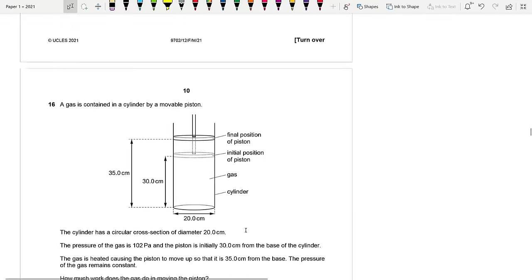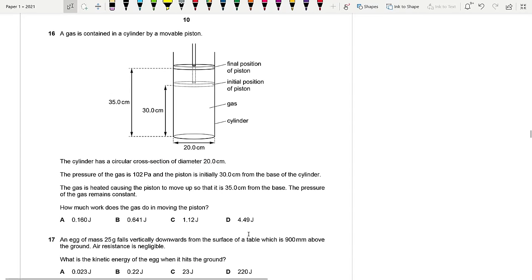That's right, okay? So for 16, a gas is contained in a cylinder by a movable piston. The cylinder has a circular cross-section of diameter 20. The pressure of the gas is 102 pascals and the piston is initially 30 centimeters from the base. So it expands. Now, remember that when volume of gas increases, basically work is done by the gas. Do you understand? And the formula is P del V. And pressure has to be constant for this formula to work, okay?